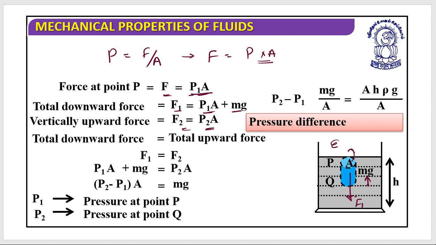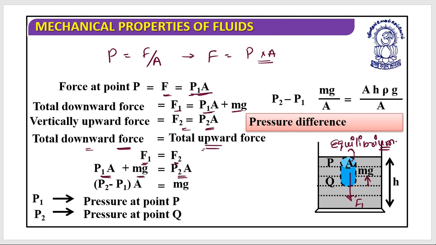As this cylinder is at equilibrium, the net force acting on it is zero. It is moving neither in the downward direction nor in the upward direction. So the total downward force should be equal to the total upward force. That means F1 is equal to F2. When I say F1 is equal to F2, it's P1 into A plus mg.